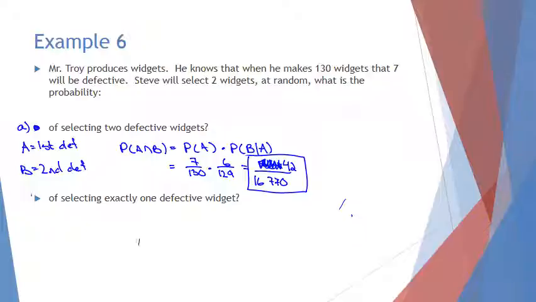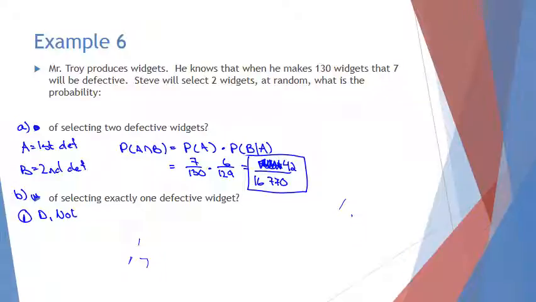Okay, so for B, though, we're going to look at selecting exactly 1 defective widget. So this is going to be similar to the previous example where there's 2 ways for that to happen. The first widget could be defective, but then the second one won't be. That's one way to select one. The other way is that the first pick will be a widget that works properly, and the second one would be defective. So we will look at that. Okay, so the first one here, I'm going to say defective and then not.